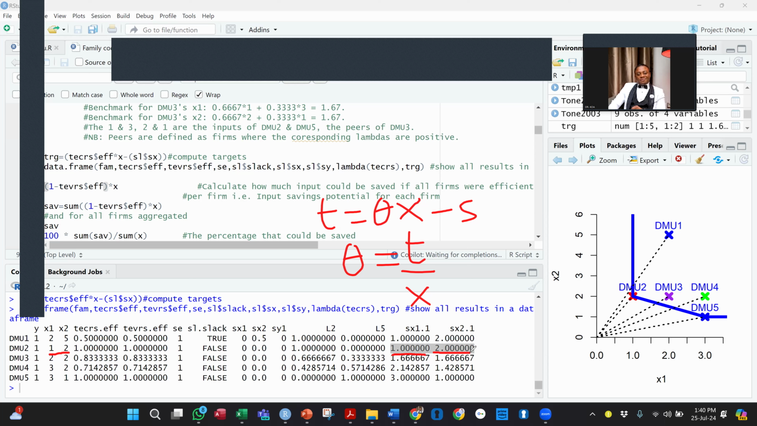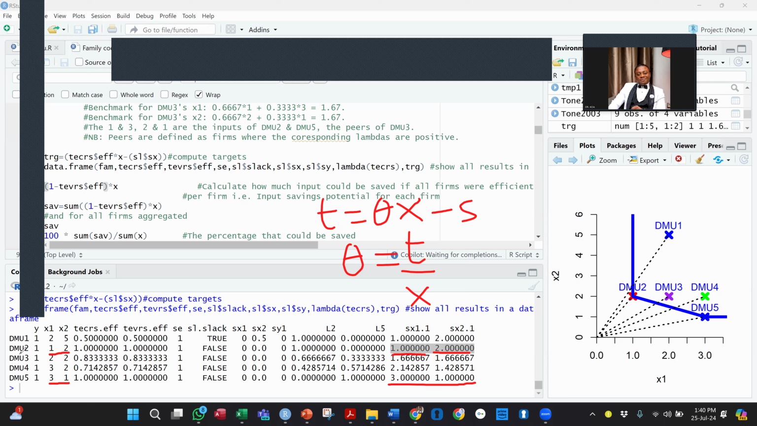And for DMU 5, remember that one too. This is DMU 5. The actual for X1 is what? 3. And then the actual for X2 is what? Let's check here. These are the targets. You get the same thing. Okay, so that helps you to know how the target was calculated.